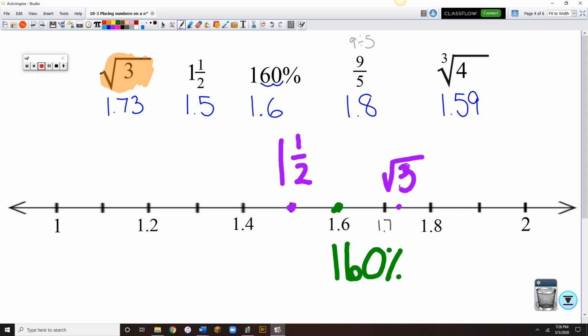1.8. Okay, that's the decimal, but when we label it, we want to label it 9/5, the way that we were given this answer. Okay, and 1.59 is the decimal, and that's just a smidgen under the 1.6. And we are getting a little squished, so I'm going to draw an arrow. Cube root of 4. Okay, so that's labeling.